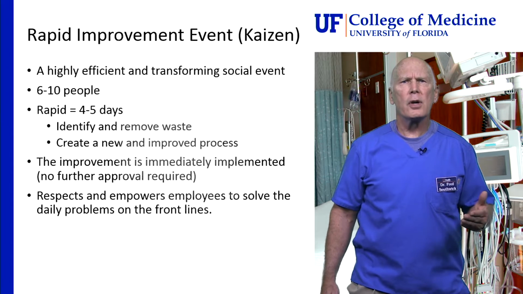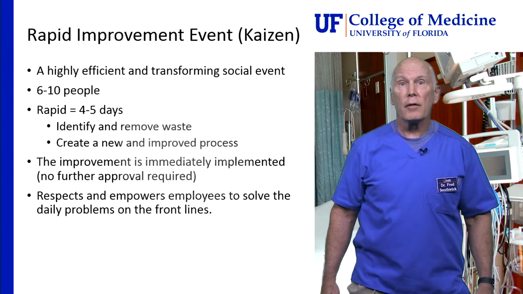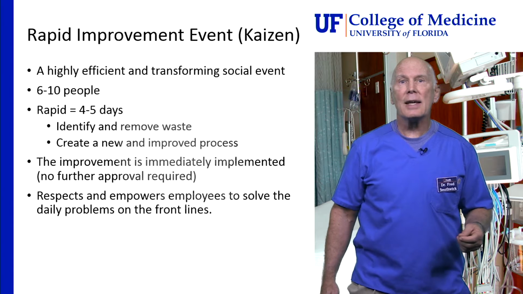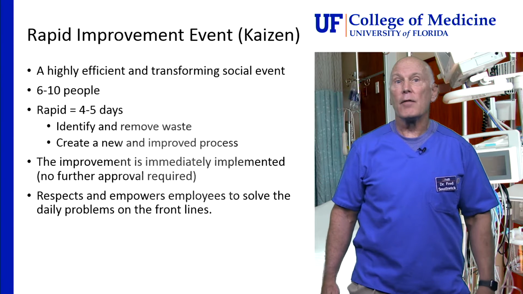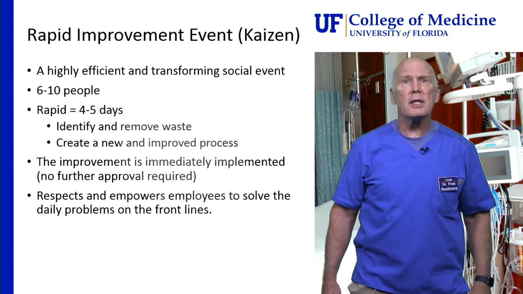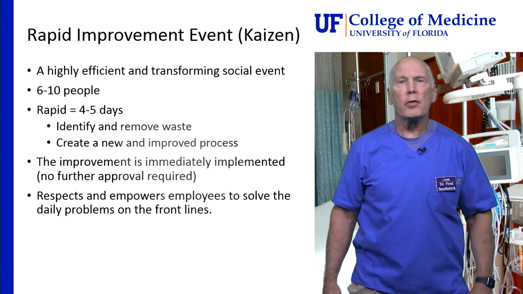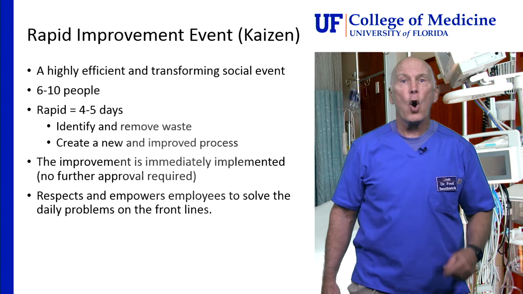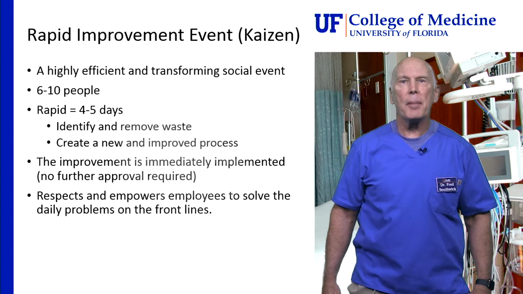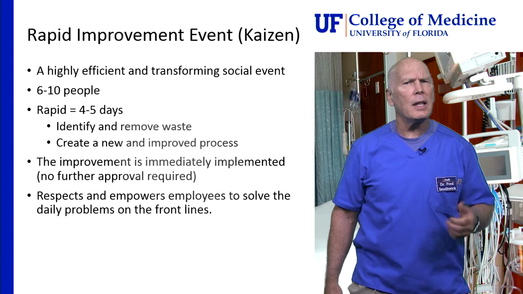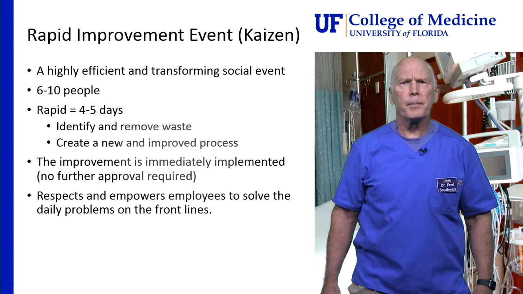Rapid improvement events are highly efficient and transforming social events. They usually involve 6 to 10 people, and as the name implies, they are rapid, taking 4 to 5 days. These events are used to identify and remove waste by creating a new, improved process. The improvement is immediately implemented. No further approval is required. And because there is no potential veto by higher-ups, these events respect and empower employees to solve the daily problems found on the front lines.